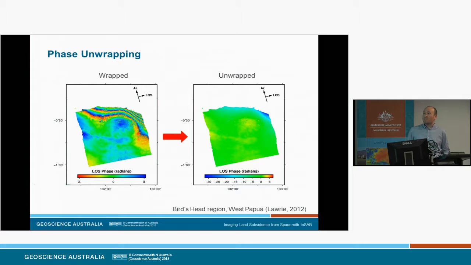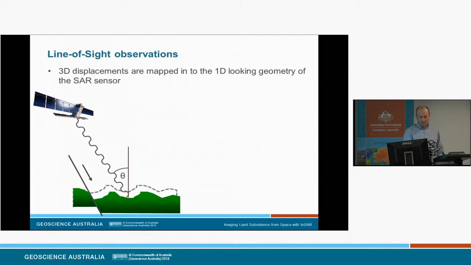So there's the interferogram when it's wrapped with the fringe pattern. When we unwrap it, we end up with a continuous phase signal over the area. Now you'll notice the color scale here for the wrapped interferograms between 0 and 2 pi, and now we have a continuous scale of radians between 5 and minus 30 radians. This is in the line of sight of the satellite, and I'll explain what that means now.